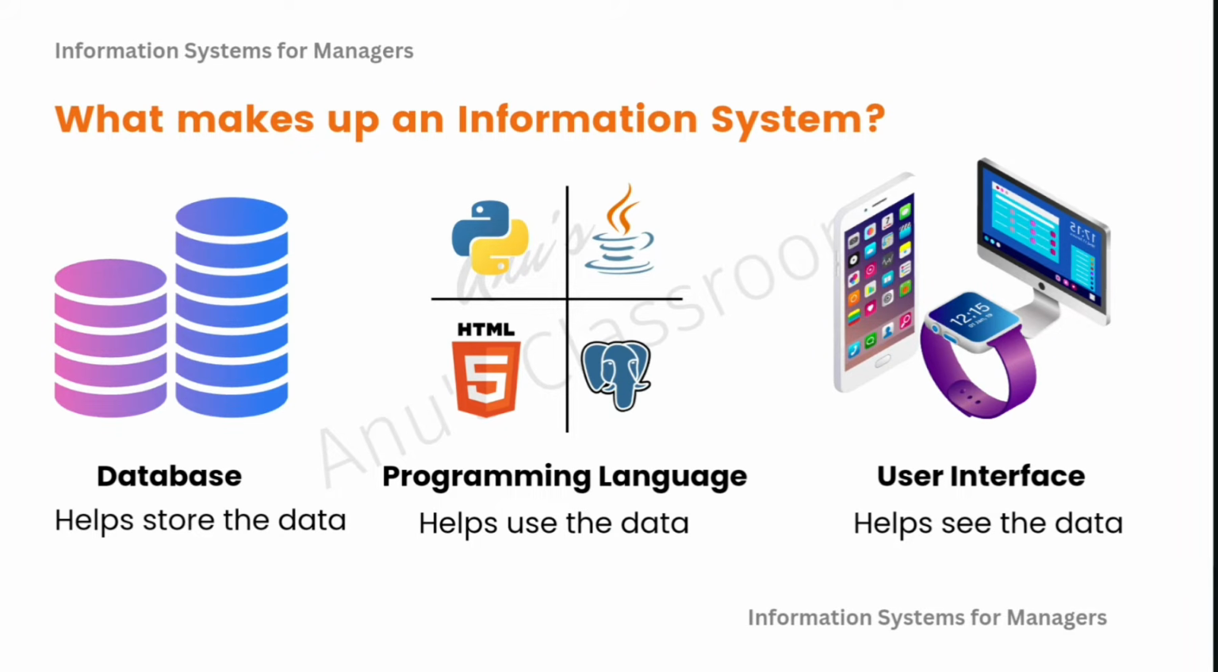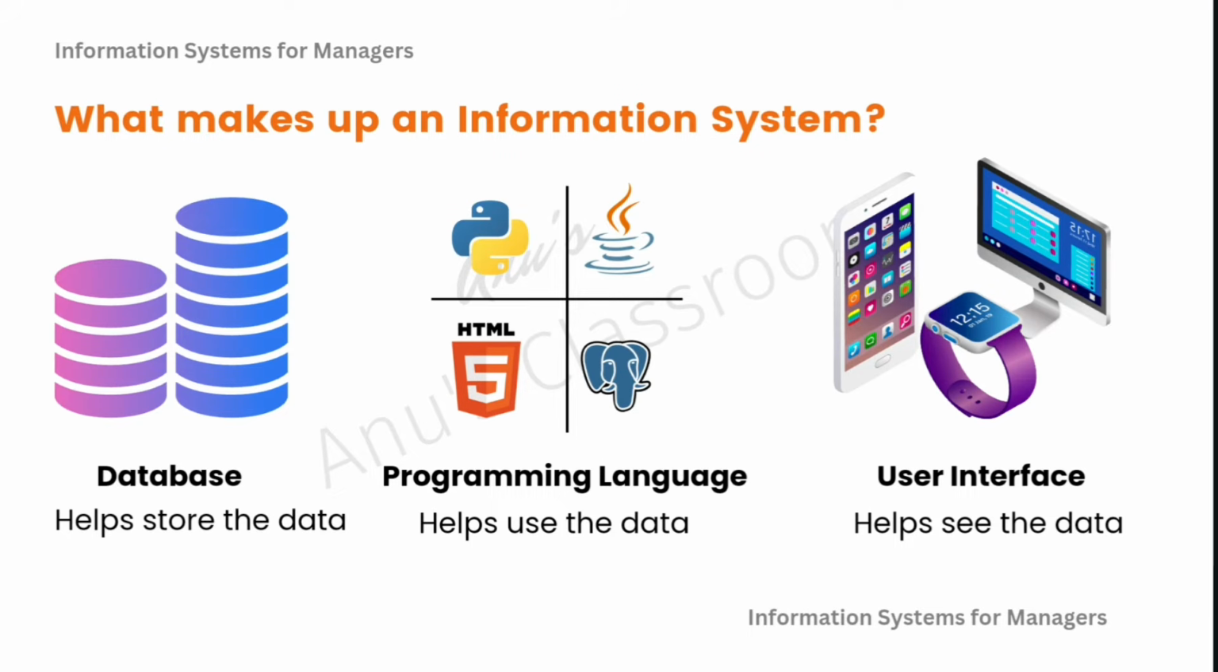So what makes up an information system? Let us come back to our topic, right? An information system you can broadly divide into 3 parts. We have a database which helps in storing the data. Then we have many different programming languages like Python, Java, HTML. Then we have Hive, PostgreSQL, SQL, and a lot of other things, programming languages let us say, which help us in using the data which is stored in this database.